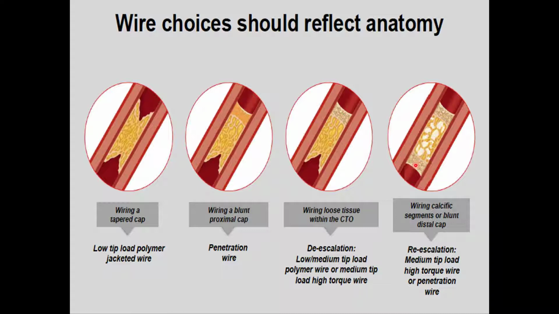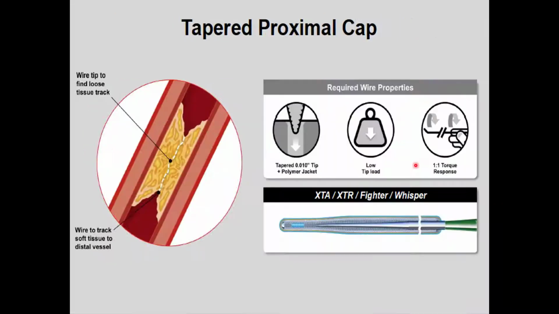So, tapered proximal cap, microchannel exists. The XT wires are the wires that we use. The XT or the Fighter from Boston is also a good alternative.